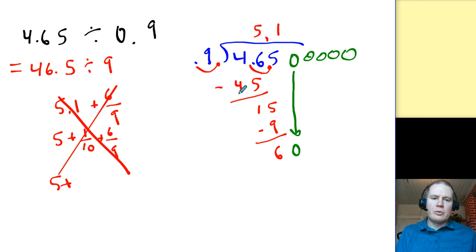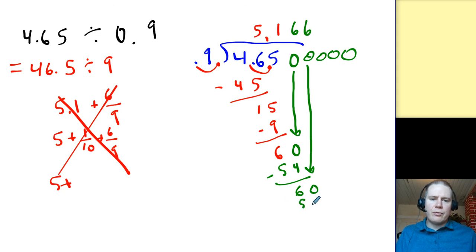So 9 goes into 60. 9 times 6 is 54. Remainder 6. Okay, bring down the 0. 9 goes into 60, 6 times. 9 times 6 is 54. 60 minus 54 is still 6. Again, I have 60 minus 54. If I bring down this 0, it's going to be 60. 9 goes into 60. Same thing over and over again.